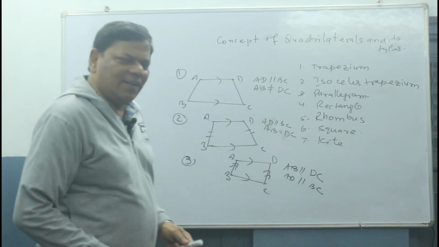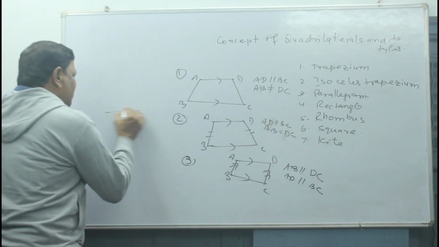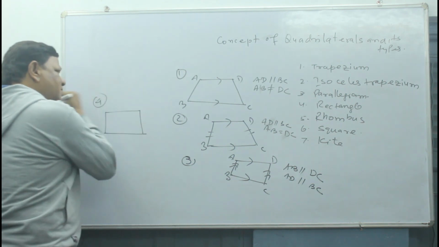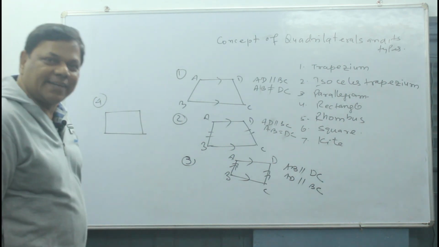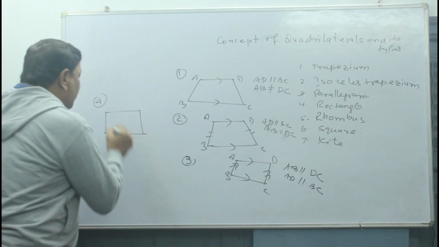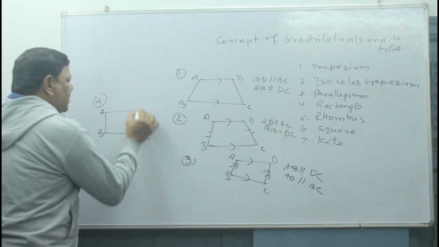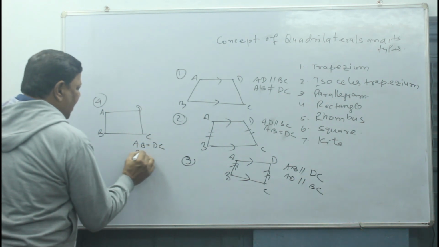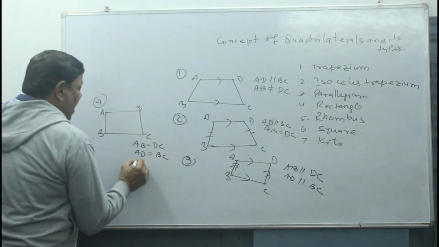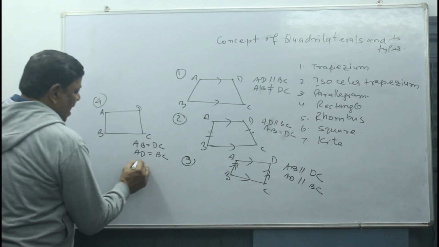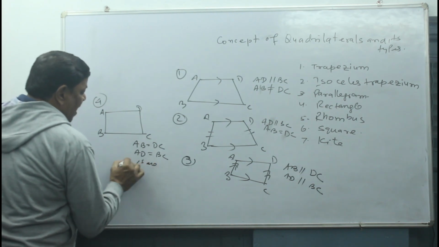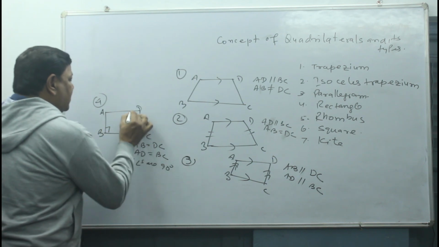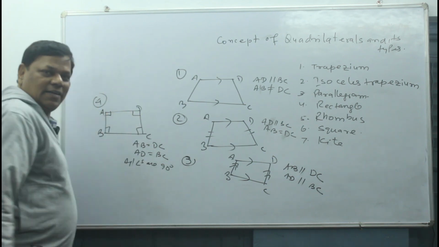Now a rectangle looks like a parallelogram. See here. This is number 4. What is this, children? It is a rectangle. A rectangle means opposite sides are equal. Here A, B, C, D. So AB equals DC and AD equals BC, and all angles are 90 degrees. This is 90, this is 90, this is 90 and this is 90.